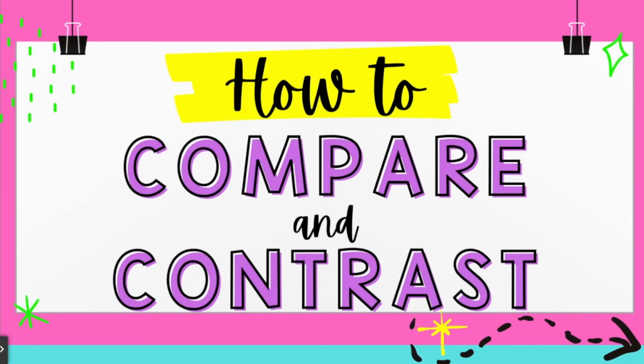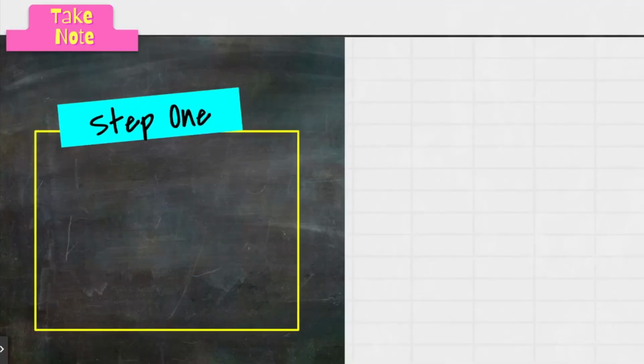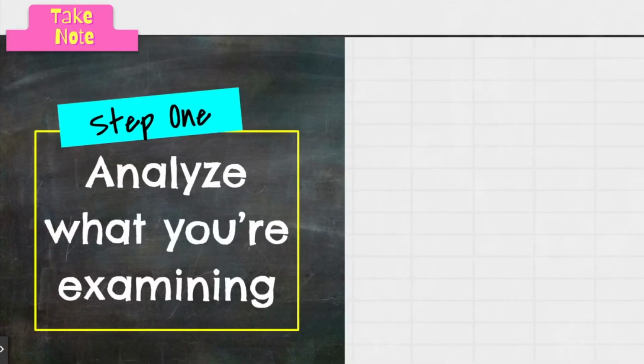Now that we know compare, looking at similarities, contrast, looking at differences, great. What do we do with it? How do we do it? First, step 1. We're going to analyze what you're examining, which sounds kind of weird. Analyze, examining in one thing, but let me show you what I mean.